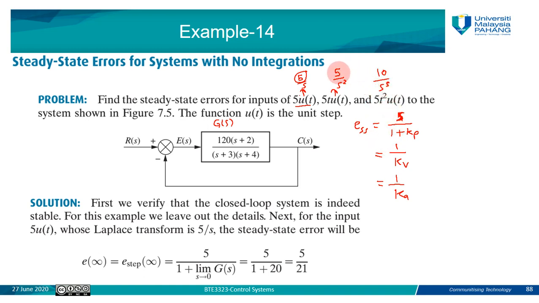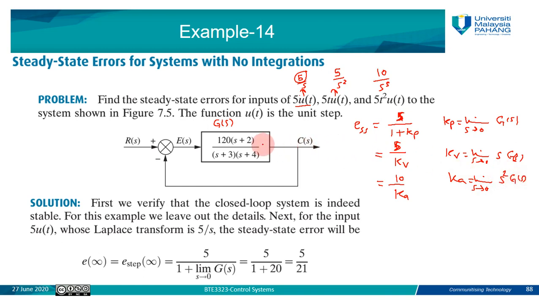So always the magnitude will be placed in the numerator. This becomes 5 over Kv, and here becomes 10 over Ka. So this will be the new formula that we need to use in order to calculate our steady state error. How to find Kp here? Kp will equal the limit as s goes to 0 of G(s). Kv will equal the limit as s goes to 0 of sG(s). Then Ka will equal the limit as s goes to 0 of s squared G(s).